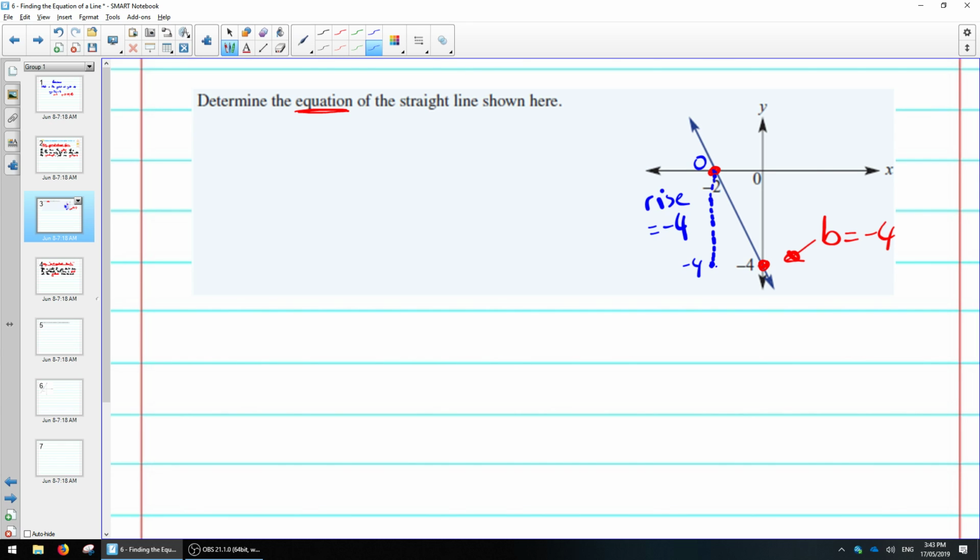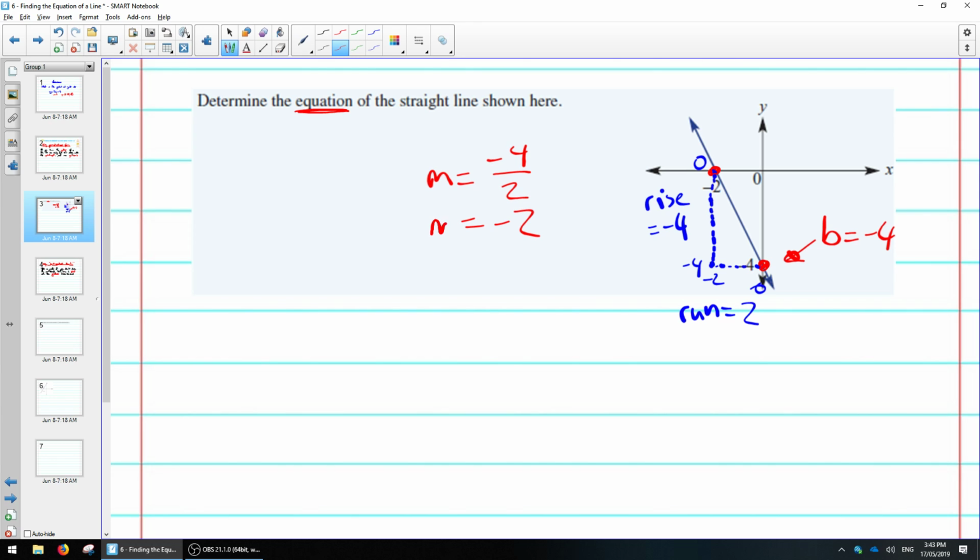And once I'm there, I went from -2 to 0, so my run equals 2. Remember, run is always positive. It's the rise that tells you whether you're going up or down. So we have our rise is -4 and our run is 2. So therefore my gradient, m, equals rise over run, so -4 over 2, which equals -2.